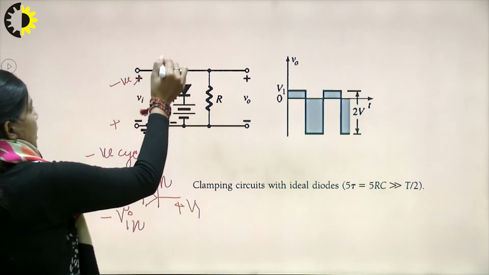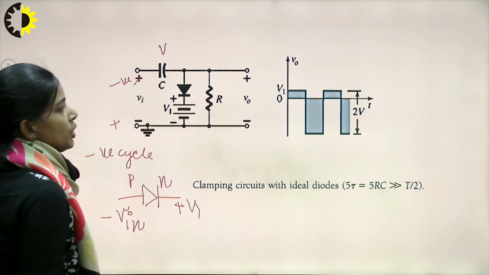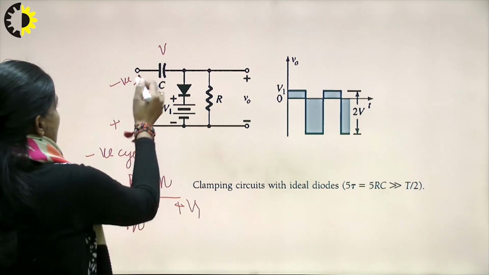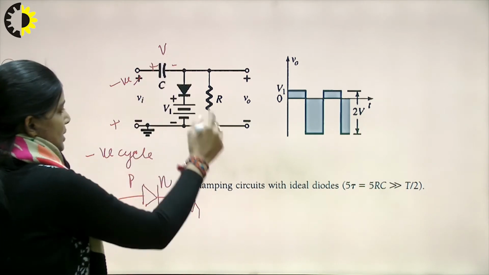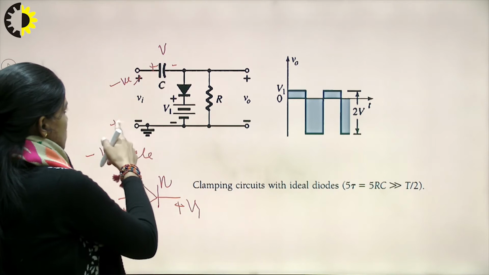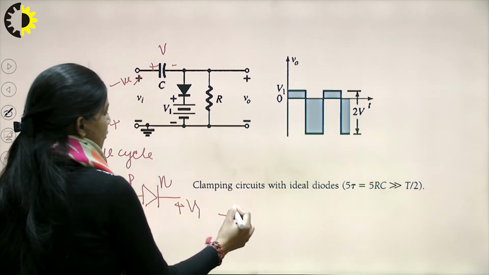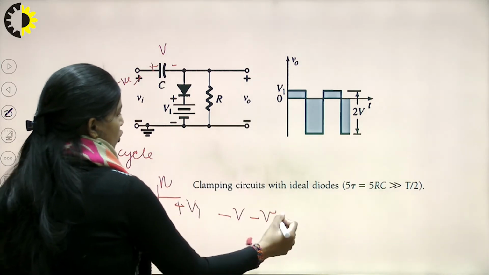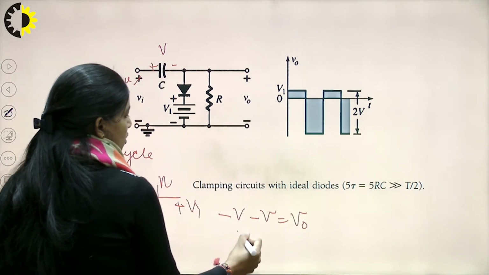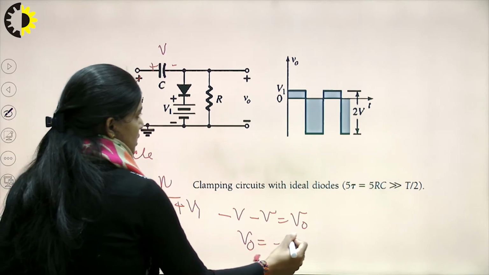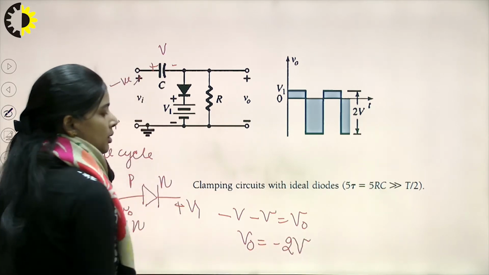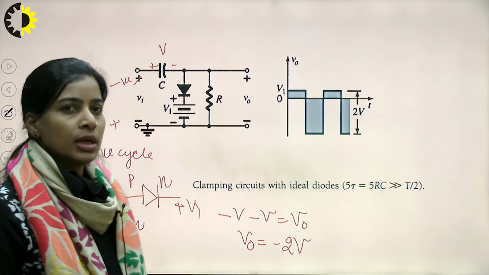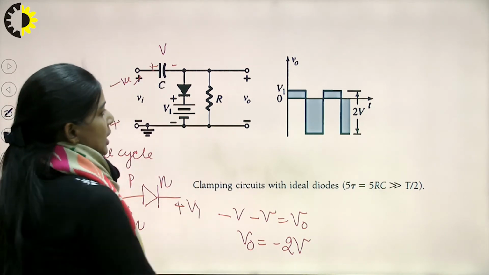This capacitance was charged to voltage V in the positive half cycle, and now the negative cycle has appeared. In a similar way to what we have seen in the previous one, moving from minus to plus, we have minus V, and then we get minus V as the output voltage VO. So, for the negative cycle we get minus 2V, that is, minus 2 times the maximum value of the input voltage. That is shown here.